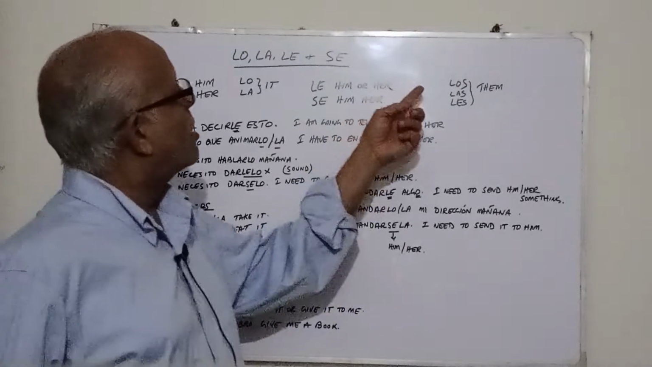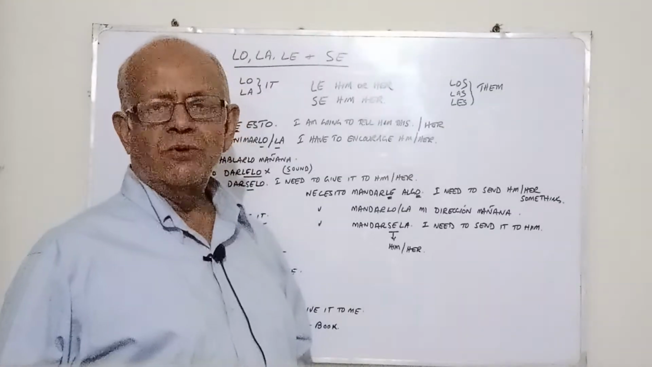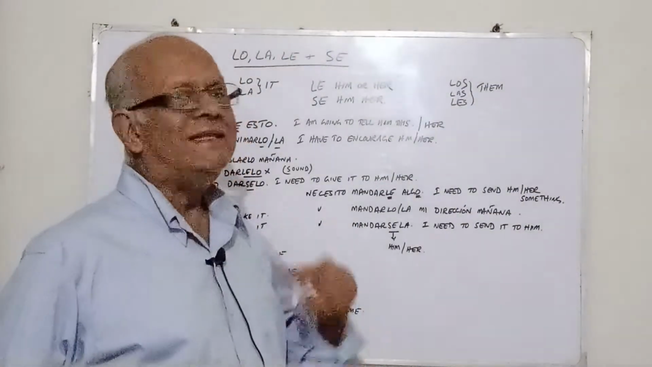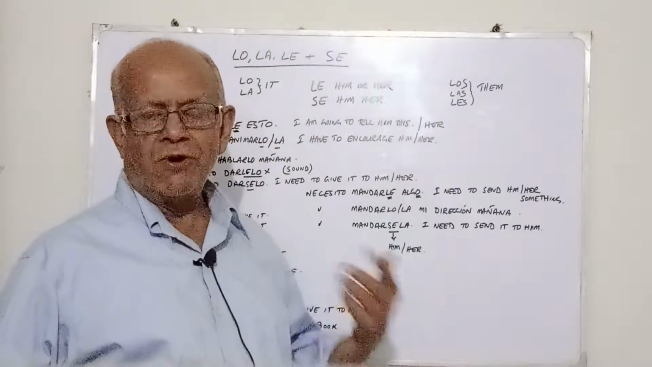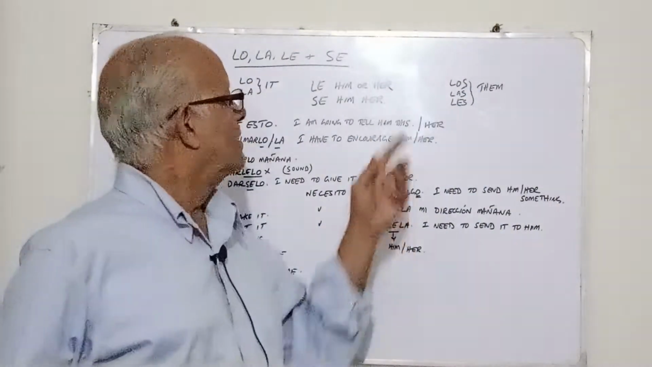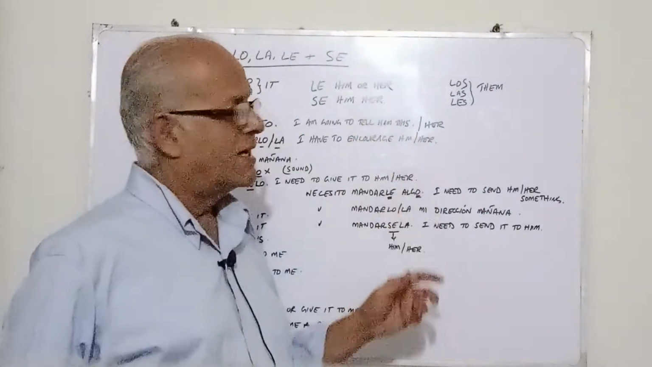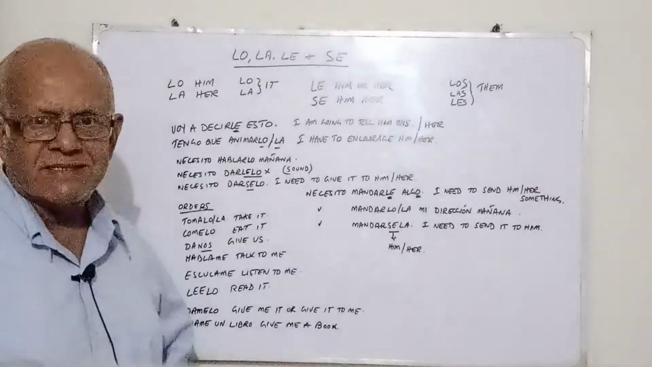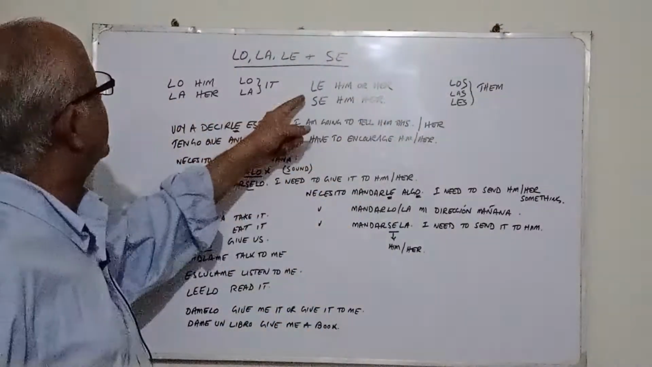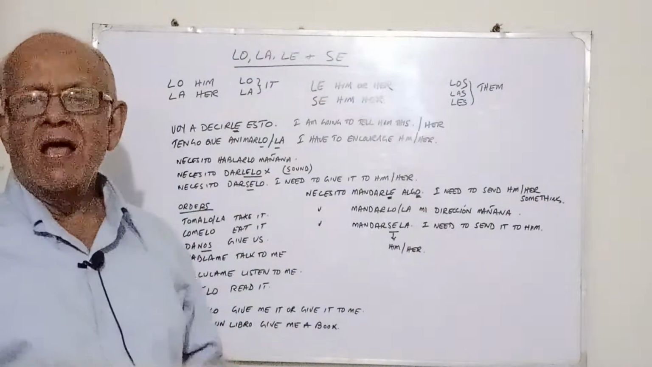And then we have los, las, and les. Los and las can again also mean them, for things as well as for people. Los and las can mean them, and they can mean it as well for things. And les is the plural of le. So all these terms, how do we use them?